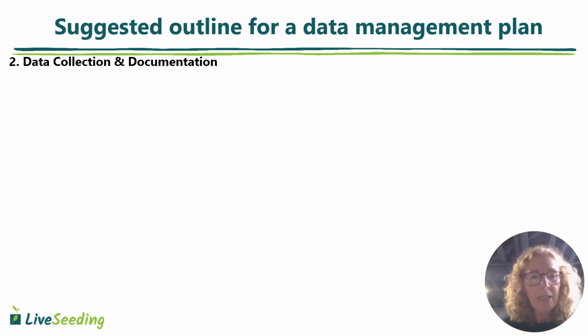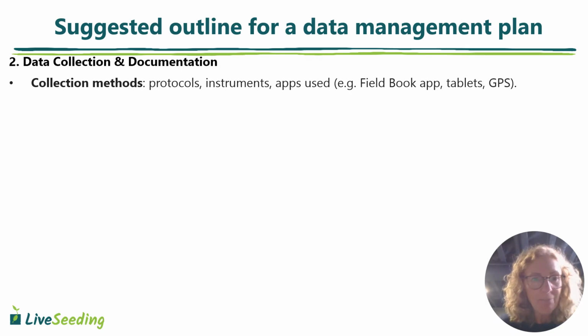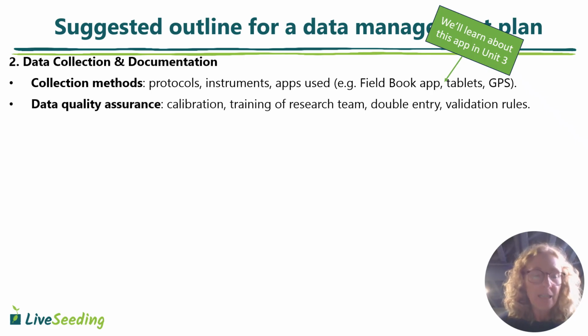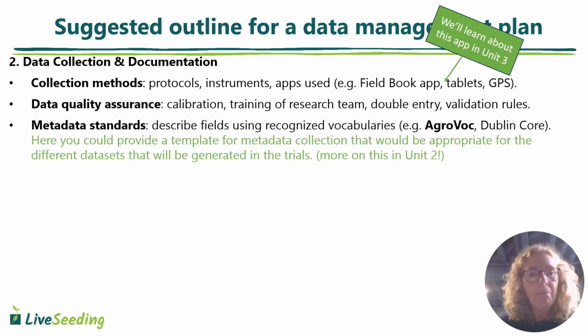Section 2 would be data collection and documentation. And here, a long list of different subheadings you might have within that, or at least topics to consider. They might not all apply in every case. Collection methods, so Fieldbook app is just one example, which we're actually going to look at in Unit 3 of this module. So an app to collect the data, data quality assurance, metadata standards.